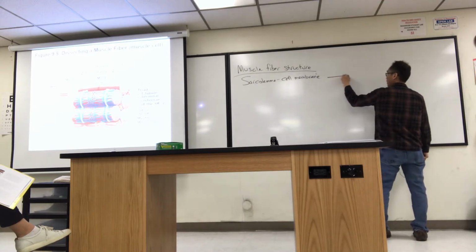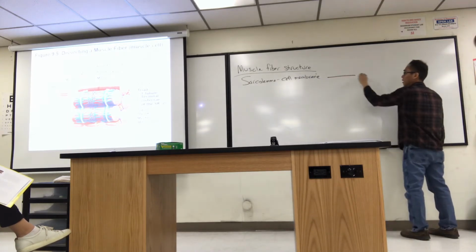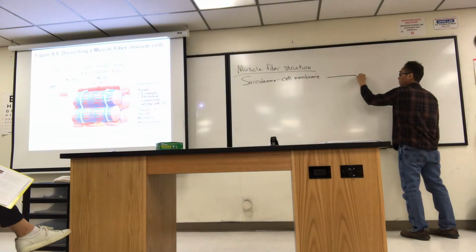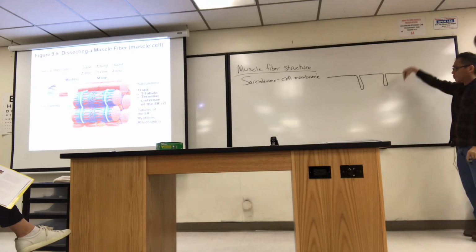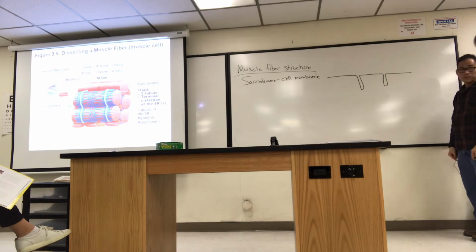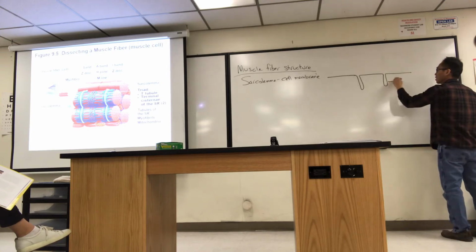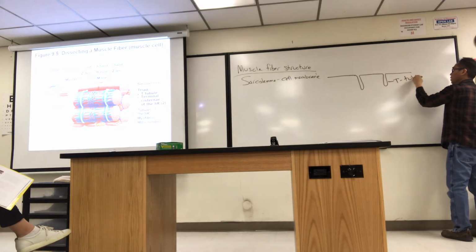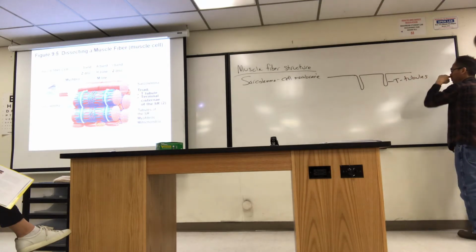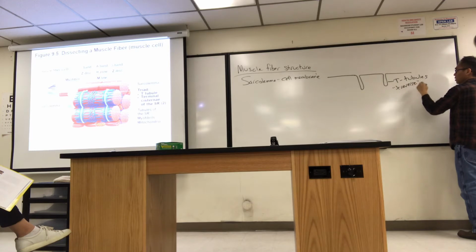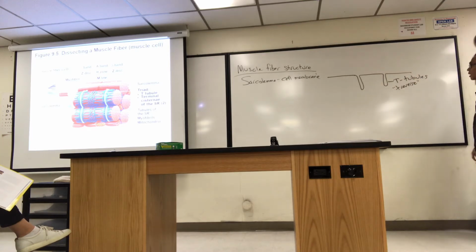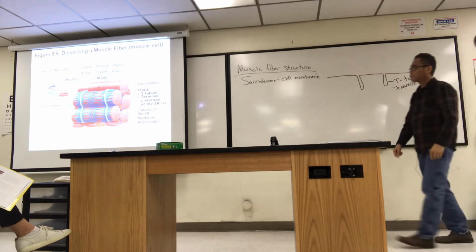So you have this flat cell membrane covering the cell, and then there are these deep invaginations every once in a while that traverse into the cell. And those are called T-tubules. The T stands for transverse, because they dig into the cell. And so, sarcolemma.